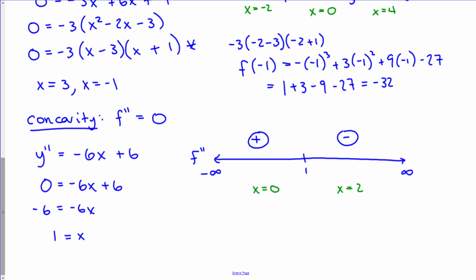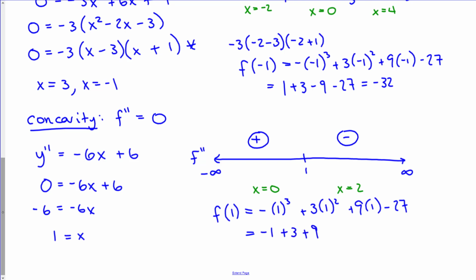And lastly, we'll probably want to know the y value associated with 1 so that I can get a decent graph. So I'm just going to plug 1 into my function. So f of 1 would be negative 1 cubed plus 3 times 1 squared plus 9 times 1 minus 27. And there's my equals. Geez, smart board. Thanks a lot. There we are. Equals negative 1 plus 3 plus 9 minus 27. And we add those all together, it looks like we get negative 16. All right, so I think we have all the different points that are useful here.